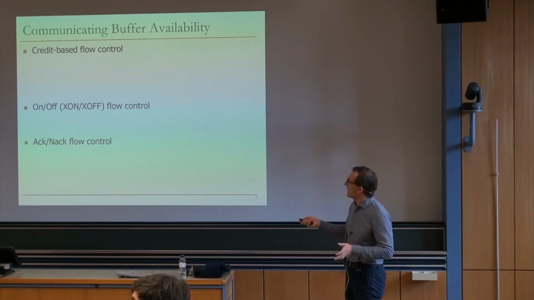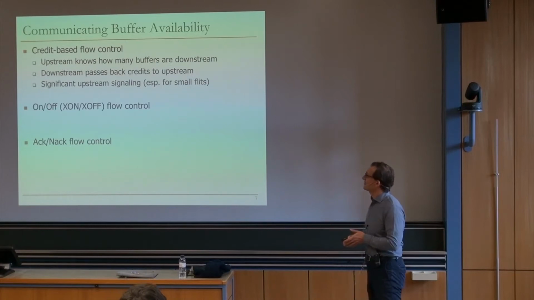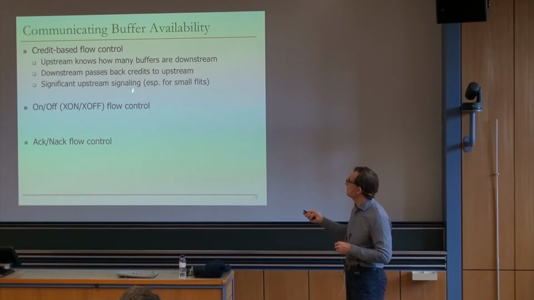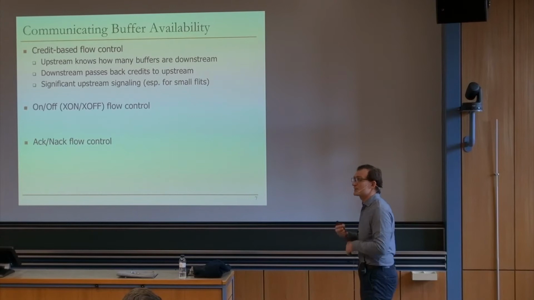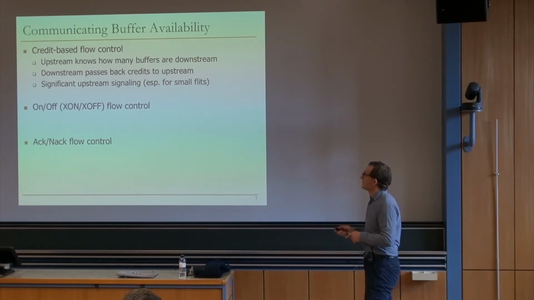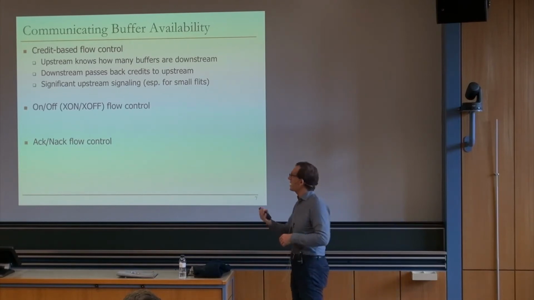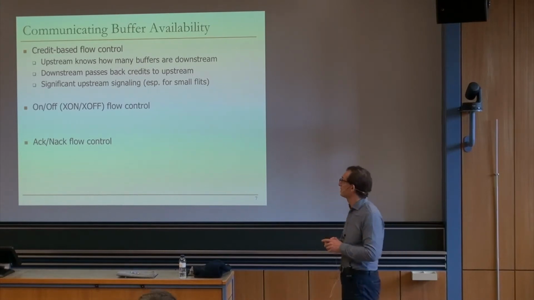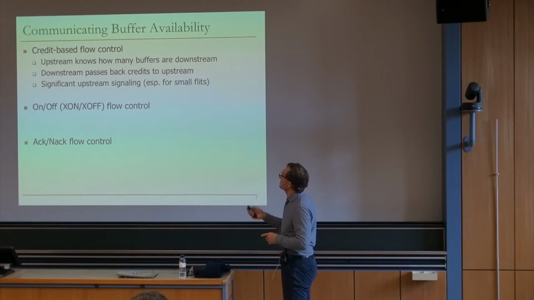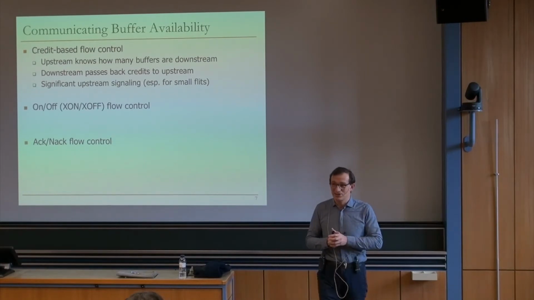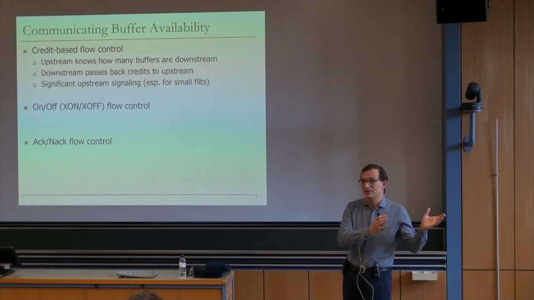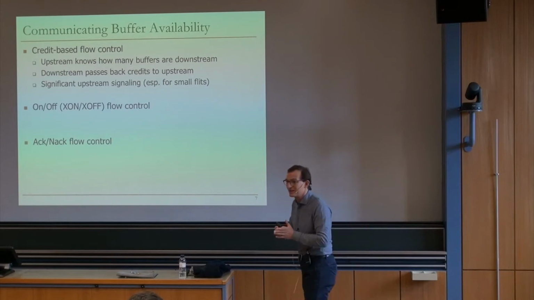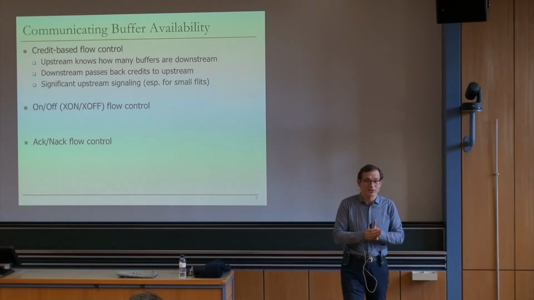Credit-based, on and off, ACK or NACK. So essentially, credit-based flow control says upstream routers know how many buffers are available downstream. The downstream routers that are receiving the packets pass back credits to the upstream saying, I have this many buffers available. And this leads to a lot of signaling between the routers. So there needs to be another network that carries these credits just to ensure that buffering is done correctly.